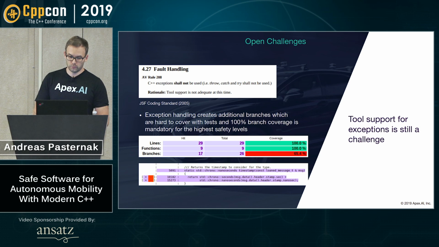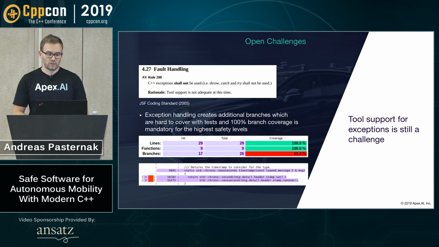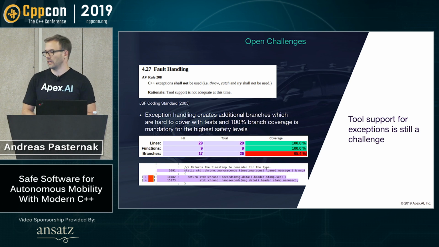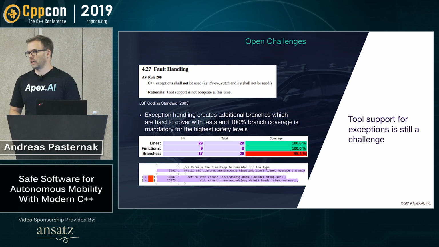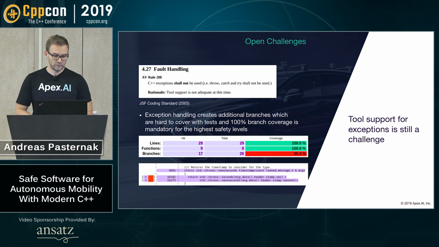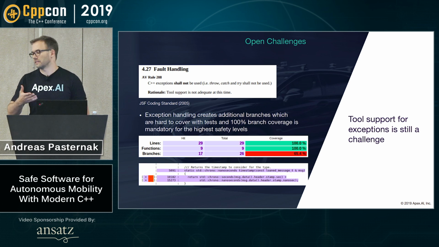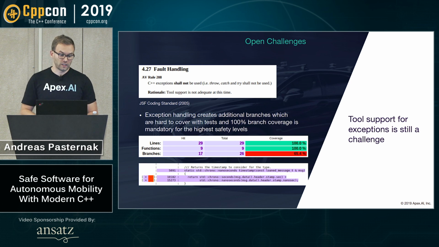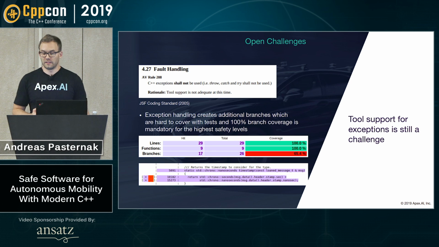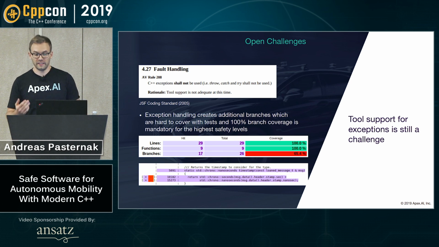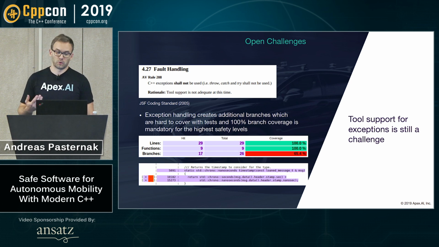If you look at the tool support, I have here a quote from the JSF coding standard. That's the Joint Strike Fighter, the coding standard for the F-35 US military aircraft. It's from 2005, and it says C++ exceptions shall not be used, and that's for a safe real-time system. The rationale is that tool support was not adequate at that time. Now we are, I think, 14 years later, and the situation is still problematic.